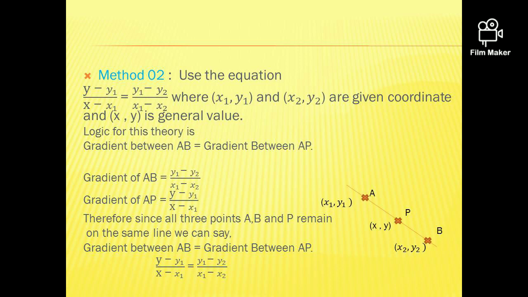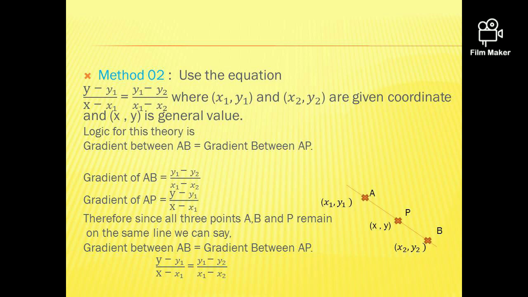Then, from the previous theory, since the 3 points remain on the same straight line, you can write the gradient of AP is equal to the gradient of AB. With that, you can obtain the equation y minus y1 divided by x minus x1 equals y1 minus y2 divided by x1 minus x2. So this is the general equation to obtain the equation of the straight line using method 2.